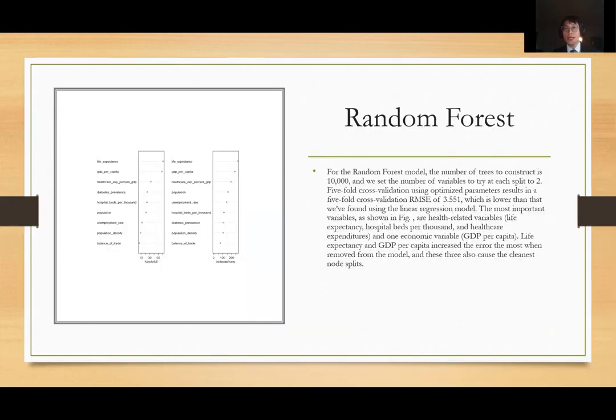Also, we have the random forest model. And the cross-validation gives us an RMSE of 3.551, which is lower than the result from the linear regression. So that is a good thing. The most important variables, as shown in these figures, are health-related variables, and one economic variable, which is GDP per capita.